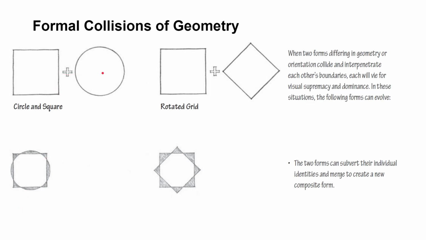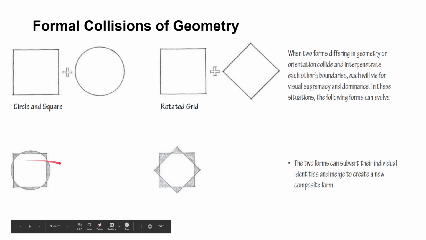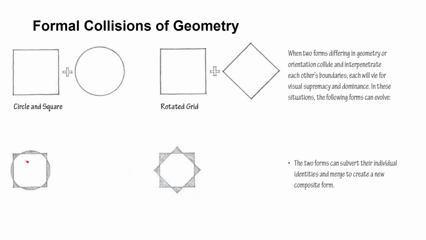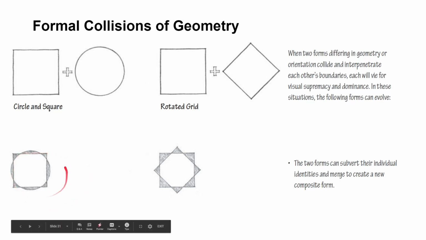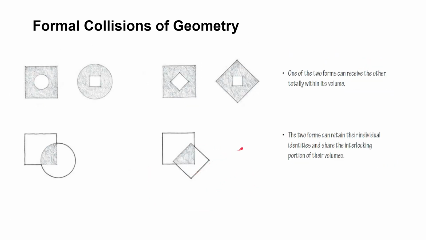So you have the circle in a square, so they interpenetrate, so one or the other is basically in the same plane. The circle is not within the square, but they interpenetrate, so they have equal spacing, and therefore you have this shape. Same with the rotated grid as well. One of the two forms can receive the other totally within its volume. So this is a collision where the shape is within that of the dominant shape.